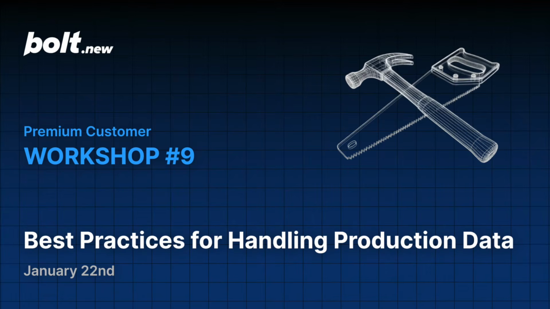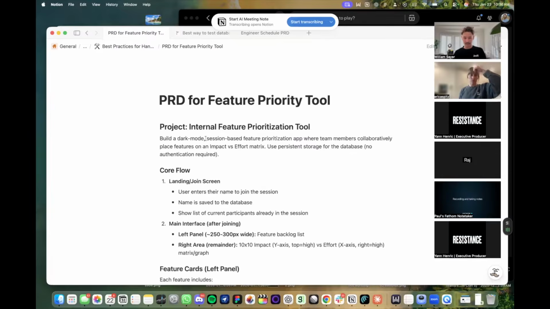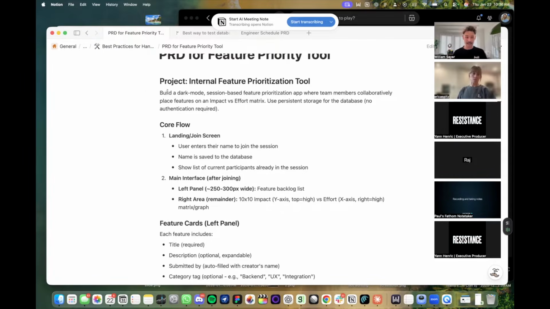Here we are, best practices for handling production data. So here are the slides, and then let's jump back over into the workshop outline today. Now, what I'm going to do is, this is a PRD, project requirement document, or an initial prompt that I've built out ahead of time. Basically, the idea is we're going to be creating an internal feature prioritization tool.